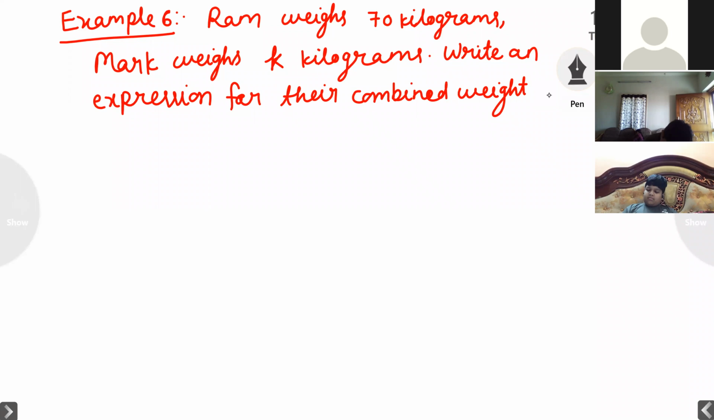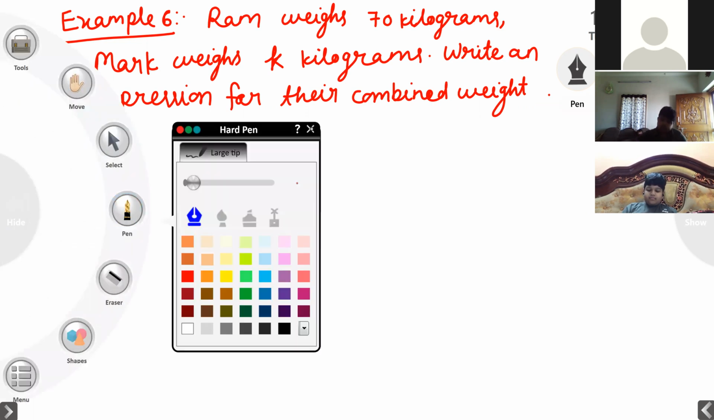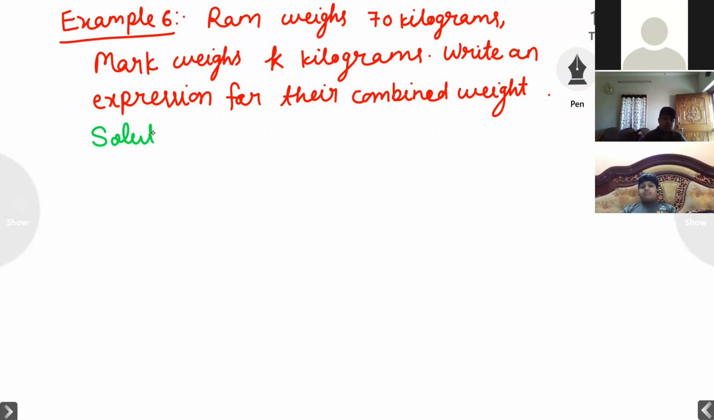Ram weight is 70 kg. Mark weight is k kg. If I want to combine, it means plus or minus or into or division. Combined means plus. It means combined weight of Ram and Mark is 70 plus k. Solution. Very simple question. Combined means addition.